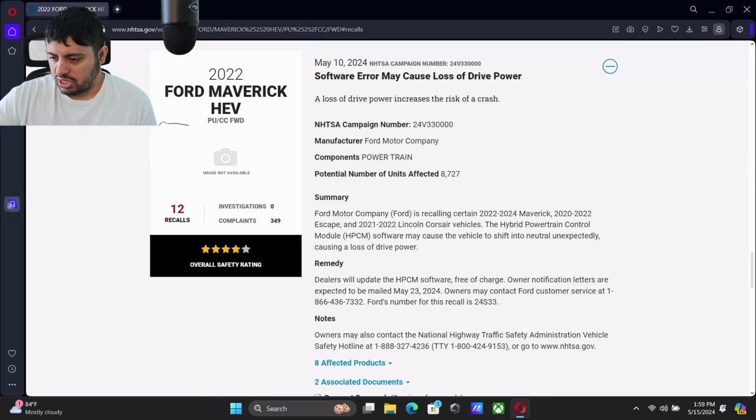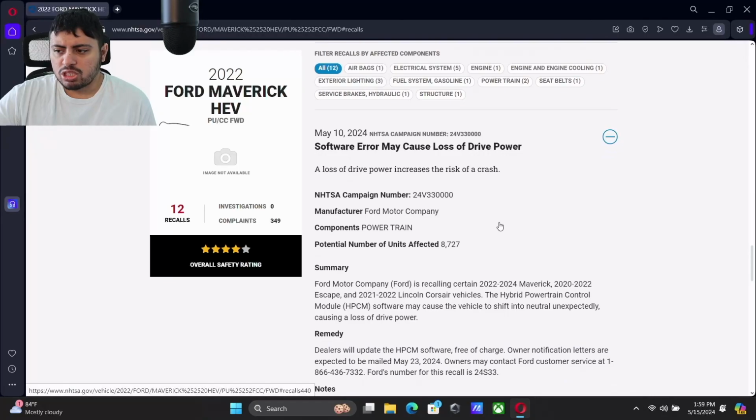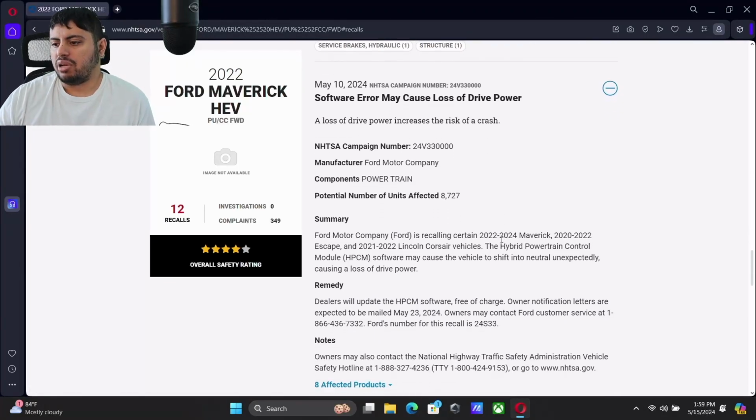We don't unfortunately have any specific numbers in terms of whether anyone has been affected. We do have potentially 8,727 units, but we don't know if this has actually caused any crashes or incidents. We do know that it causes a loss of drive power, which is obviously monumental for a number of reasons. Whether you're driving in the city or on the highway, it's a very, very dangerous situation to put yourself in, to shift into neutral like that unexpectedly.